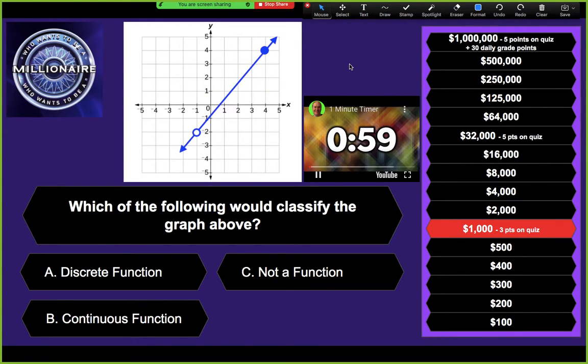All right, same exact concept. You're looking at this graph, you're telling me whether it's a discrete function, continuous function, or not a function. This is for 1,000 points, or 3 extra points on your quiz. So if you need more time, this is a great time to pause it. And now we're going to go over it.